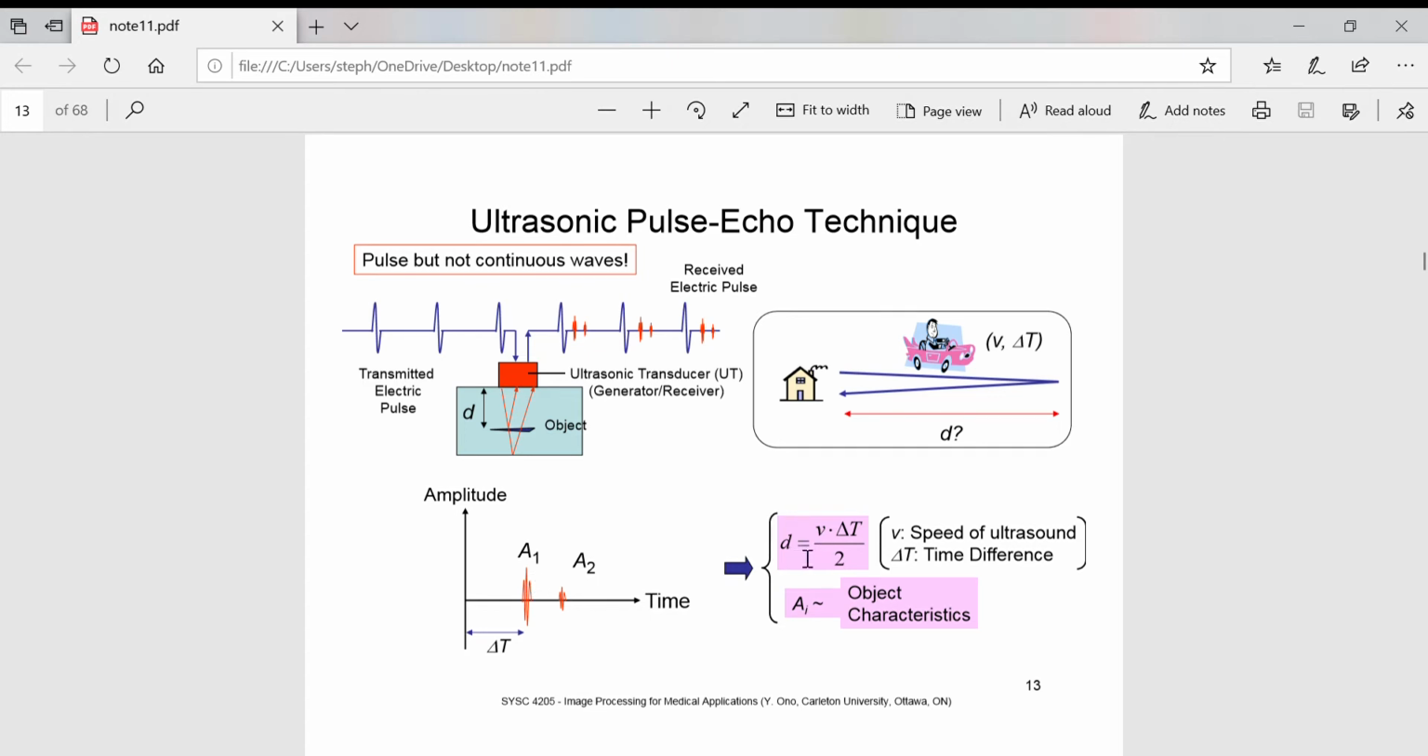So we have our equation here: distance is equal to velocity times the change in time divided by 2. That one you should be familiar with as an older equation. And then we have our object characteristics. This is what I was just talking about. The velocity and attenuation are intrinsic properties of each of the different materials within the body. Those are specific, again, to the material and don't necessarily change unless something external has changed.